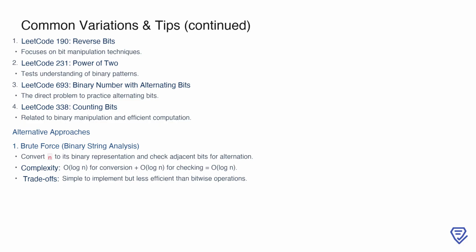If you're exploring alternative approaches, a brute force method involves converting n to its binary representation and then checking whether adjacent bits alternate. This is simple to implement and has a time complexity of O(log n), but it's less efficient compared to bitwise operations.